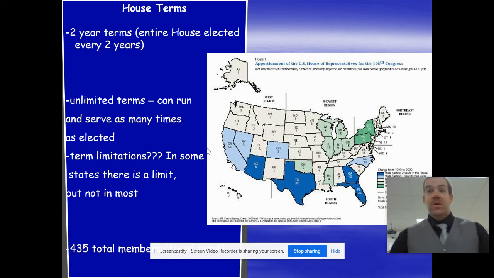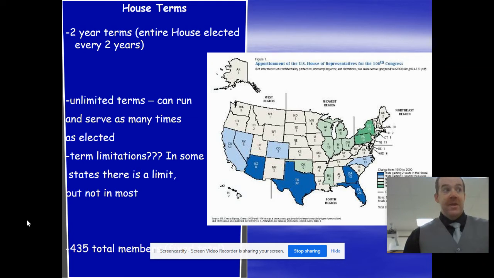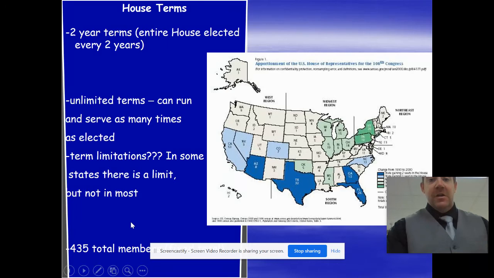Remember, that has to do with the reserved powers and the principle of federalism, which you also should know because I taught that in the last unit. Okay, I taught it really well. There are 435 total members in the House of Representatives. Now, with the Senate, there's a lesser number of members. But 435 total in the House of Representatives.